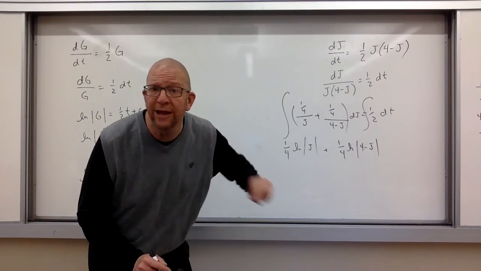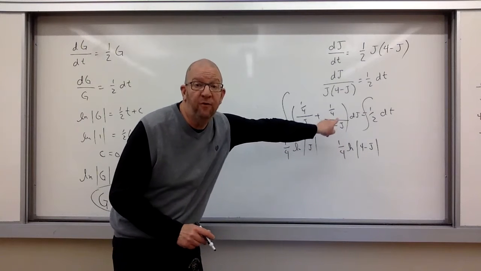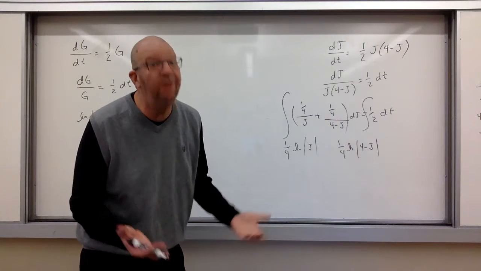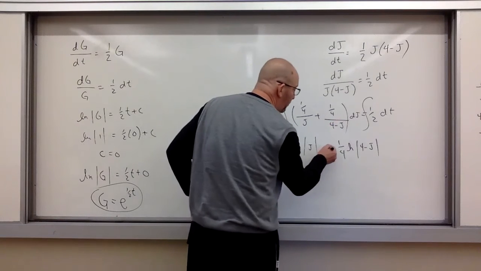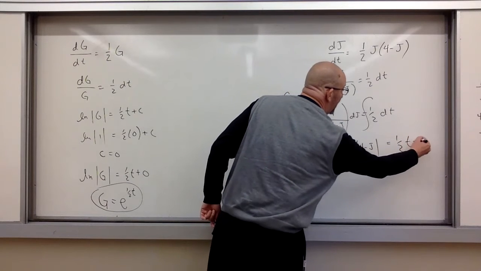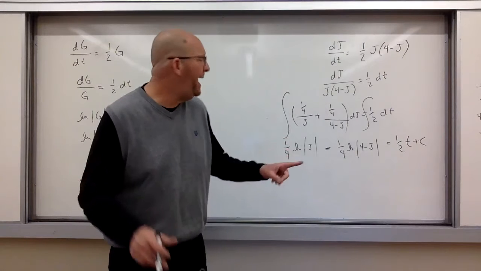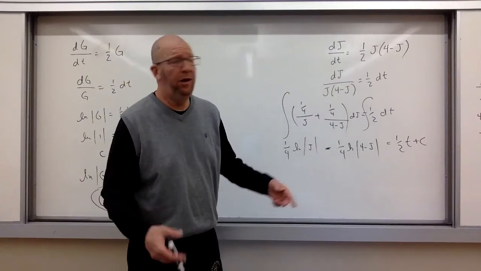Do you hear the jingling of the chains? I know I do. When we integrate 1/(4 minus j), what are we going to have? That's right, negative natural log of (4 minus j) equals 1/2 t plus c. Hey, and if you don't believe me, that's okay, although I'm never wrong.